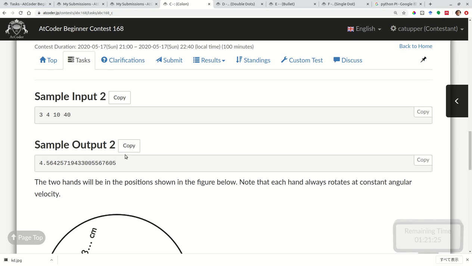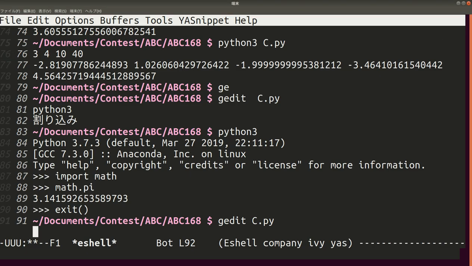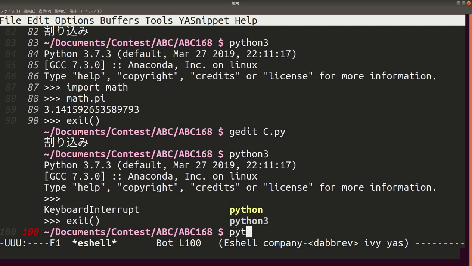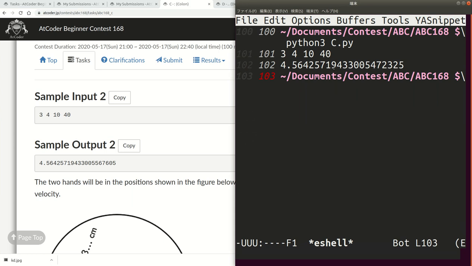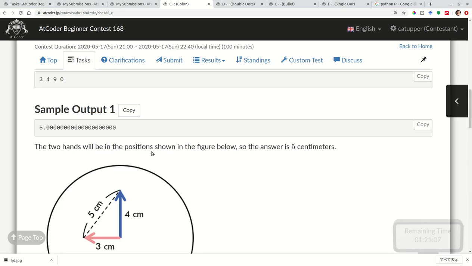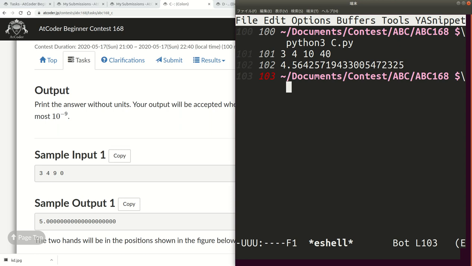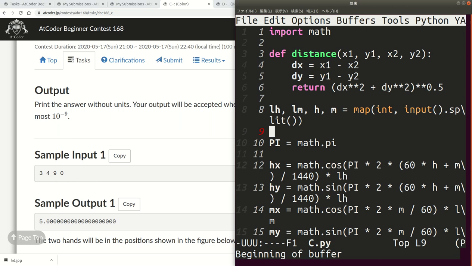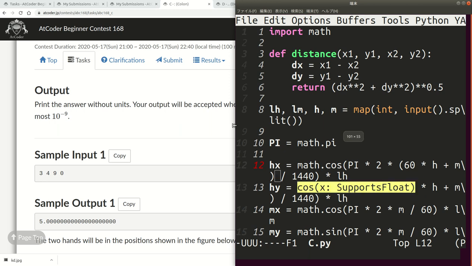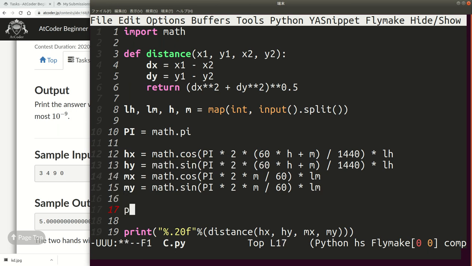Sample 2 says 4.56425719433. I got the correct answer. How about this? Wow, I got the wrong answer. Why? Okay, so print hx, hy, and mx and my.